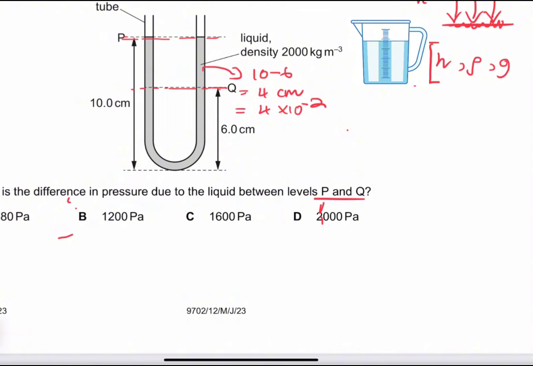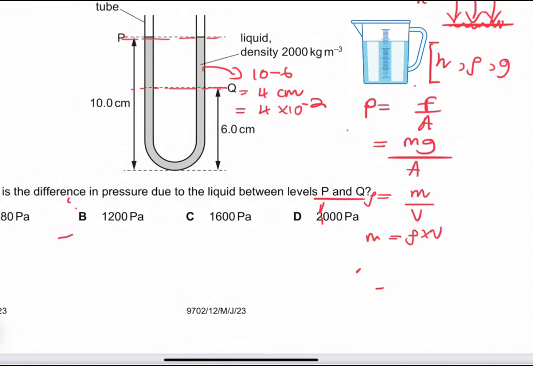How do we do that? We know that pressure is force over area, but the force is actually mg, because weight is mass times gravitational acceleration. Mass, from density, like we did in the previous question: density is mass over volume, so mass is equal to density times volume.